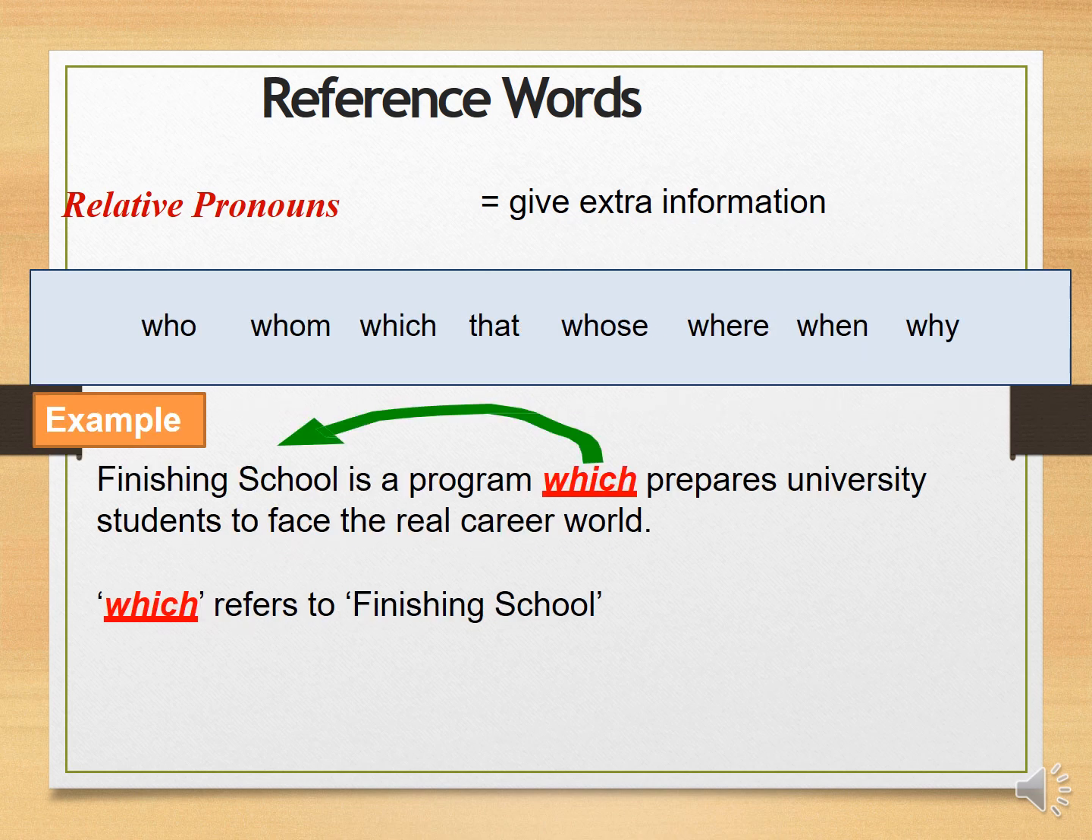Finishing school is a program which prepares university students to face the real career world. So notice that other than who and whom, which, that, whose, where, when, and why can also be used as reference words. Okay, so which here refers to a program that prepares university students to face the real career world. So what is the name of the program? You cannot answer a program because it's a specific program. You need to give the name. So which here refers to finishing school.